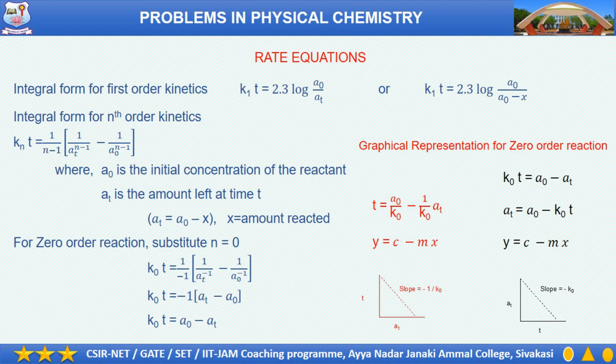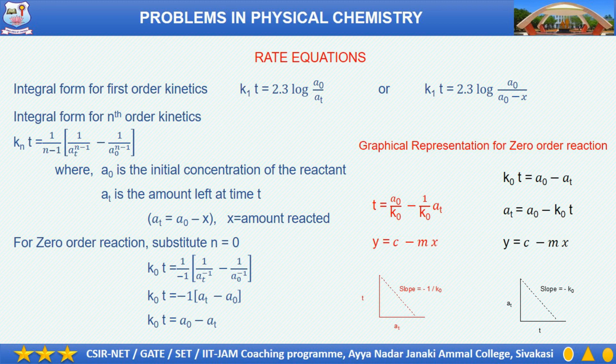Or you can rearrange this equation in such a manner that you bring At, the amount left after time t, and you bring here A0 minus K0 into t. Am I correct? This is brought to this. Now At is in the y-axis and it is a constant, t is a variable. It is in the form of C minus K0 into t in the x-axis. This is y equal to C minus Mx. Therefore, now you have to plot At here and t here. Once again, you will get a straight line. At 0 time, A0 is the intercept, and you get a negative slope. And the slope here is equal to minus K0. In the previous one, the slope is equal to minus 1 by K0.